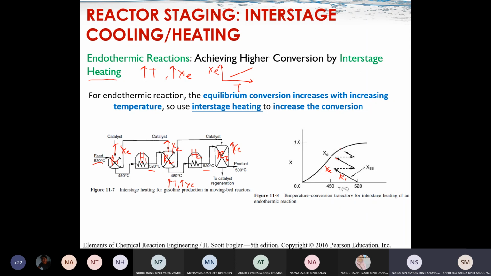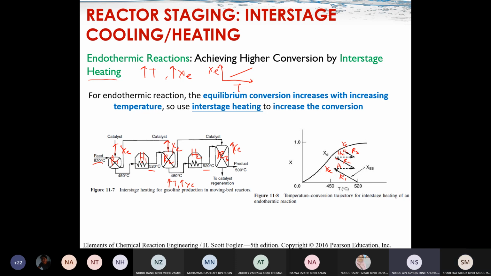again, from 450 to 520 in order for the reactor number 3 to have an increase of XE. Okay, so inilah dia. Okay, faham ke? This is heater 1 and heater 2. Okay, everyone understand the concept? Boleh, doktor. Okay, alright.